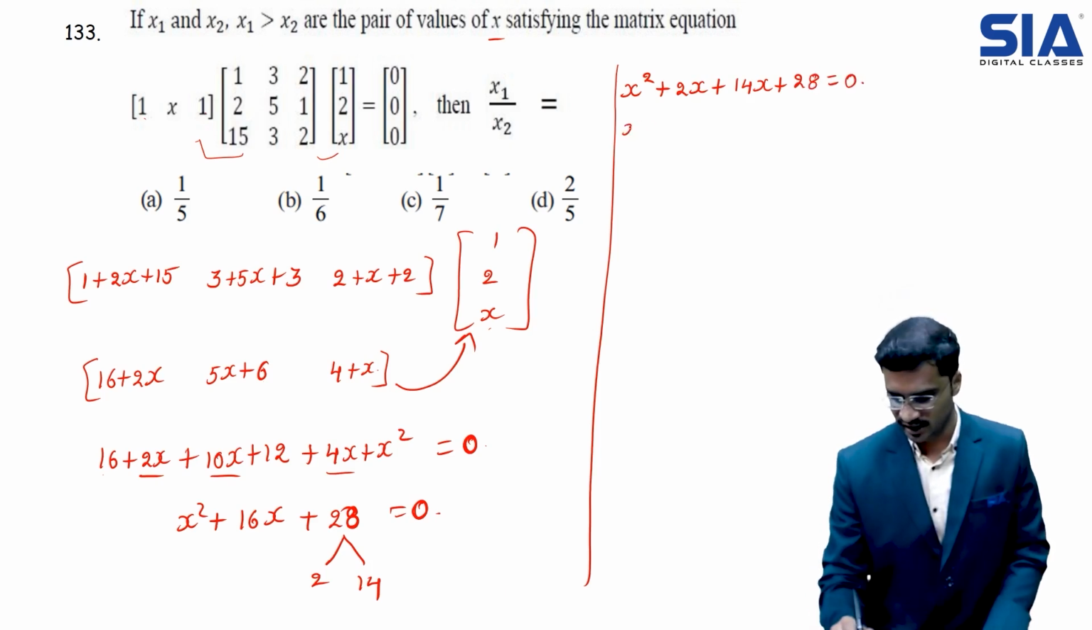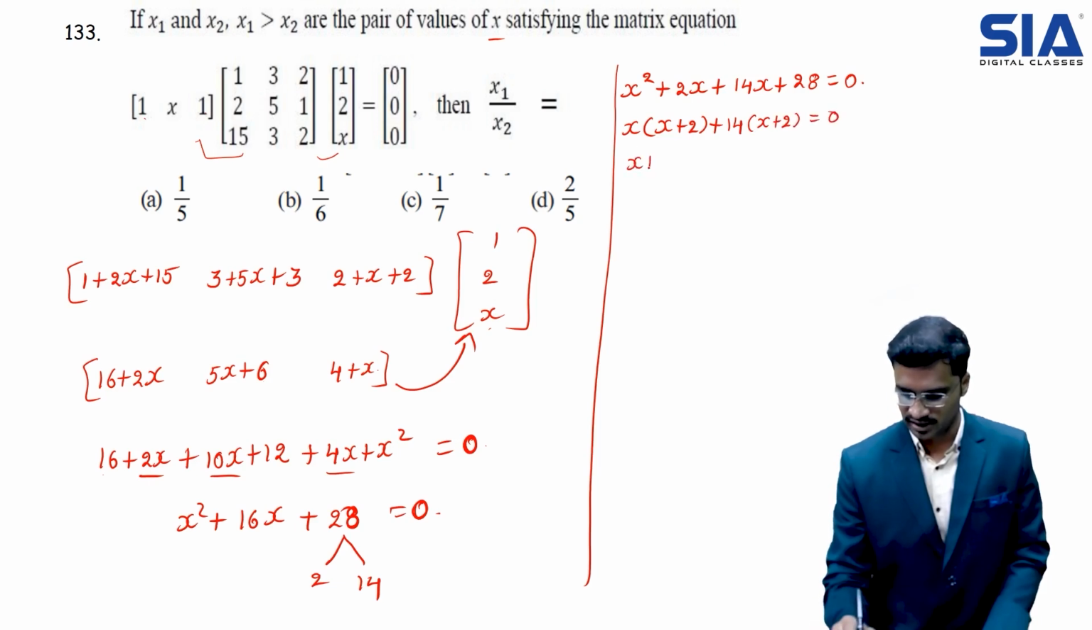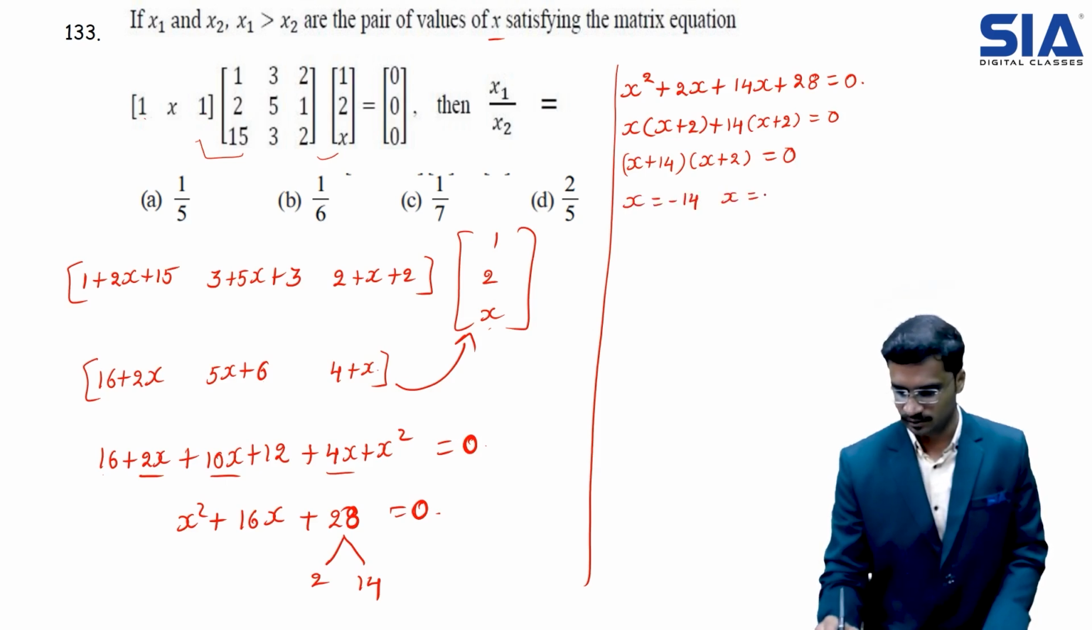So let us take x common here: x into x plus 2, plus, let us take 14 common here, then here also x plus 2, equals 0. So I can say that x plus 14 and x plus 2 equals 0. Then the value of x is minus 14, and the value of x is minus 2.